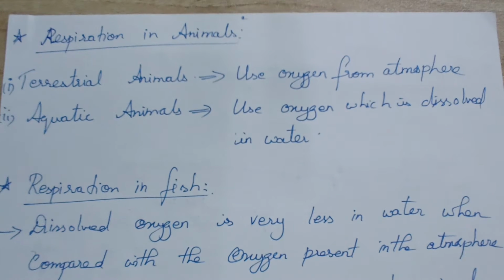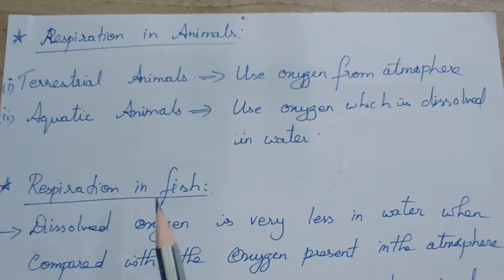Hi dear. So in the last class we have seen respiration in plants, right? The second life process, respiration. Respiration is nothing but obtaining energy by combining glucose and oxygen, right? Oxygen is a must. So from where do the animals get this oxygen?